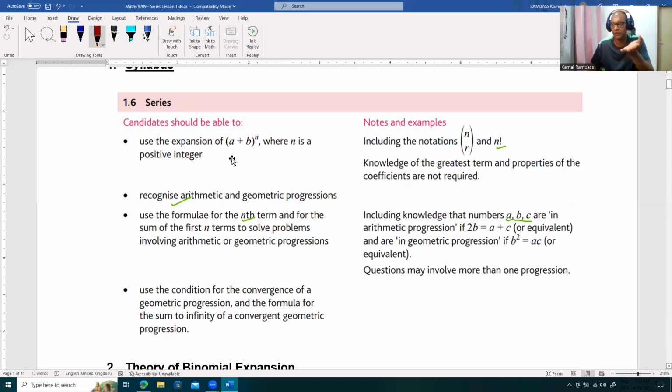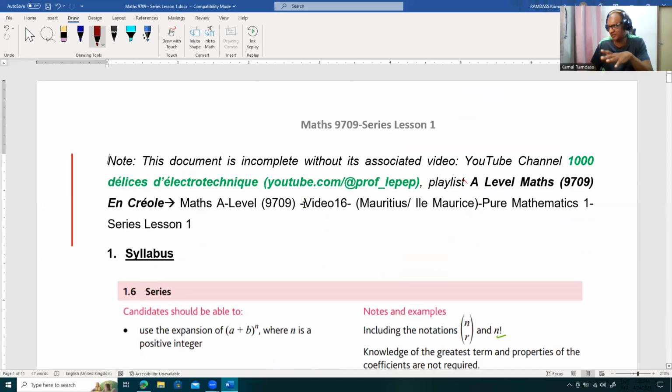Alors là, maintenant, the next lesson, vidéo 17, ça veut dire, we'll give answers and solutions to the questions involving series for the last 6 exam papers, c'est-à-dire paper 1 of A-level Maths 9709.